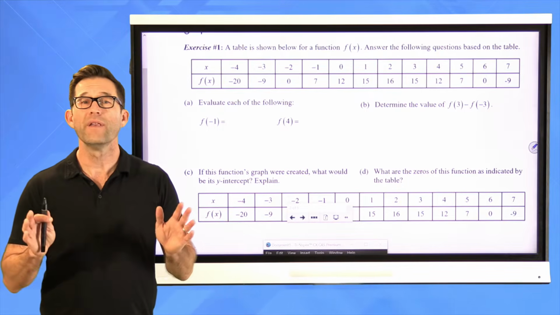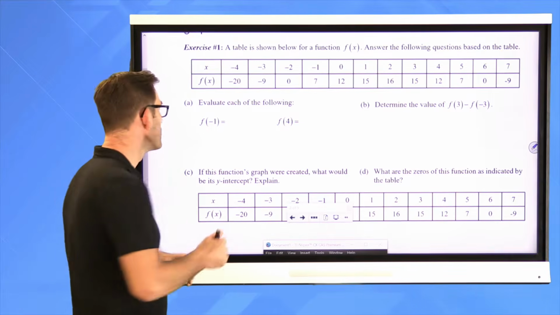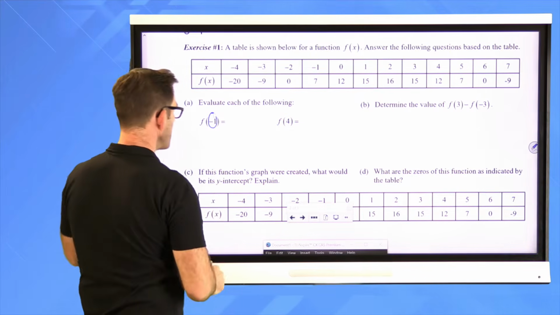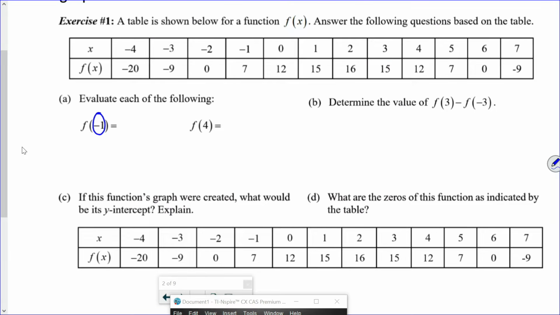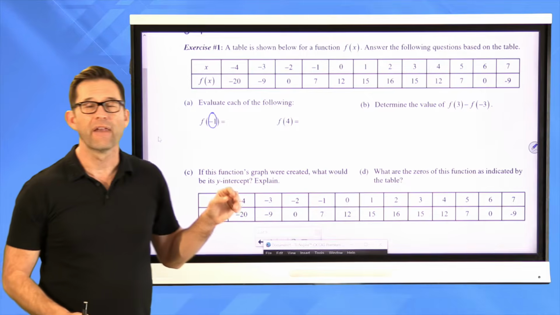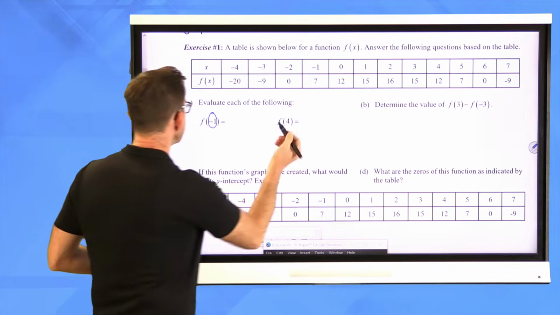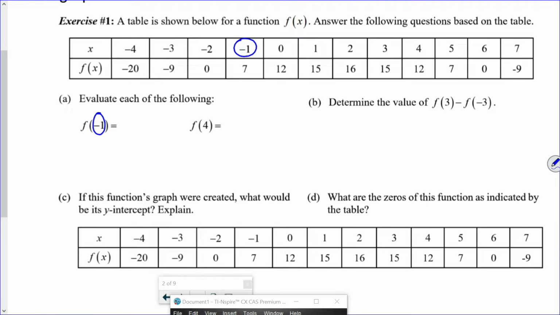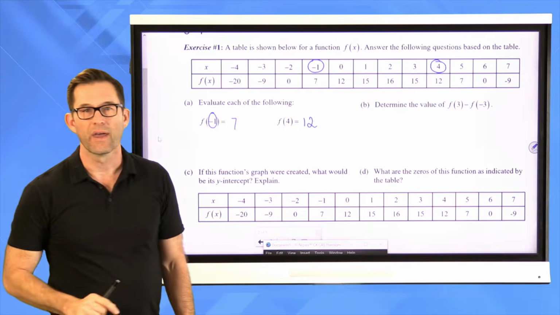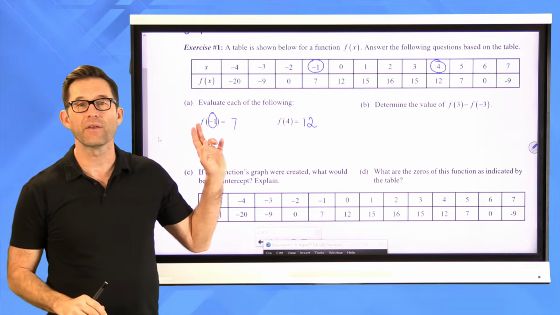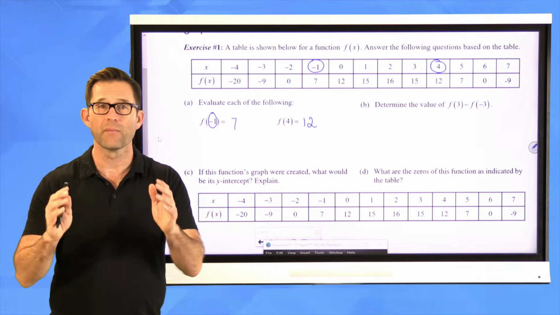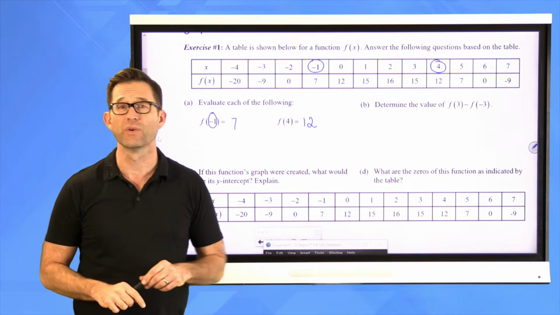All right, well, never forget, in function notation, the number that's sitting in here is the x value, and for that particular x value, we are looking for the output or the y value. So it's very simple. I go over to an input of -1, and my output is 7. Likewise, for this second one, I go to an input of 4, and my output is 12. We can also think about these as x values and y values if we're really thinking about it on a coordinate grid, but for right now, we're just reading off a table.